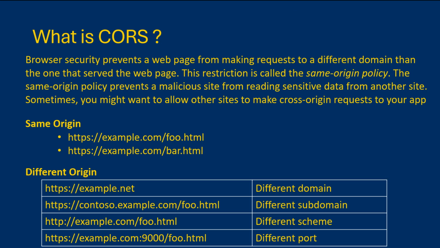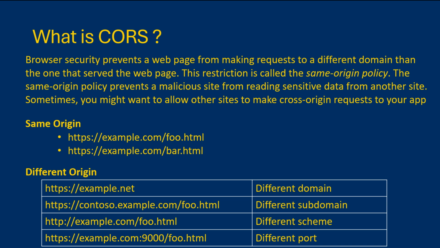So let's start. Cross origin resource sharing is a browser mechanism which enables controlled access to the resources located outside of a given domain. The same origin policy is a restrictive cross-origin specification that limits the ability for a website to interact with a resource outside of the source domain. The same origin policy prevents a malicious site from reading sensitive data from another site.